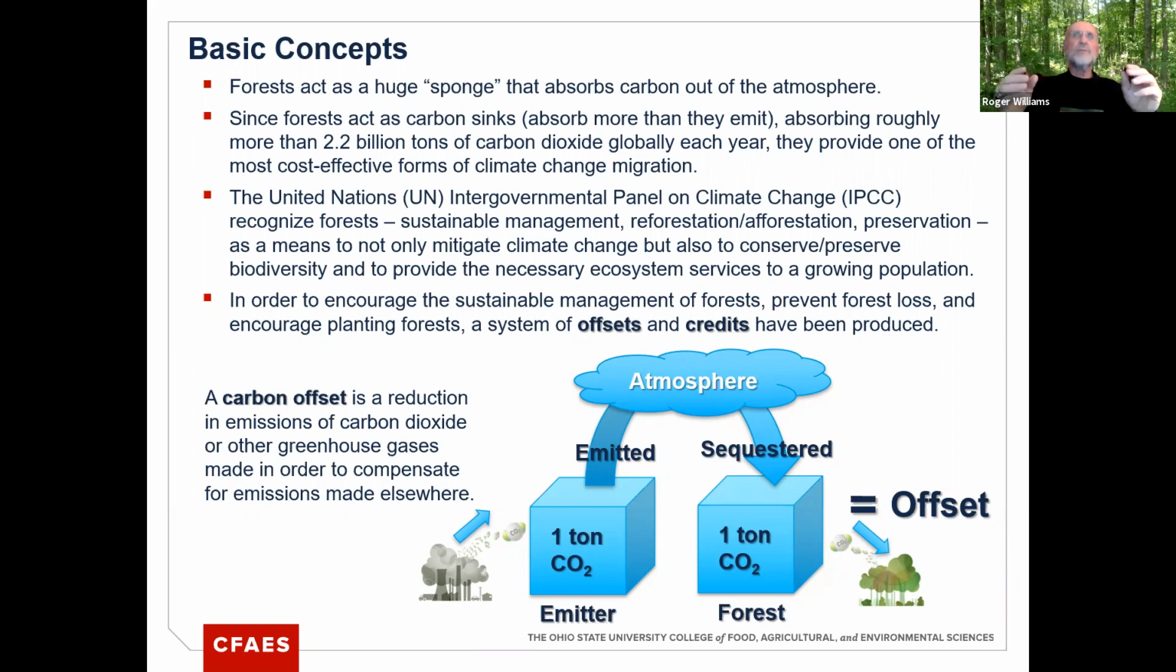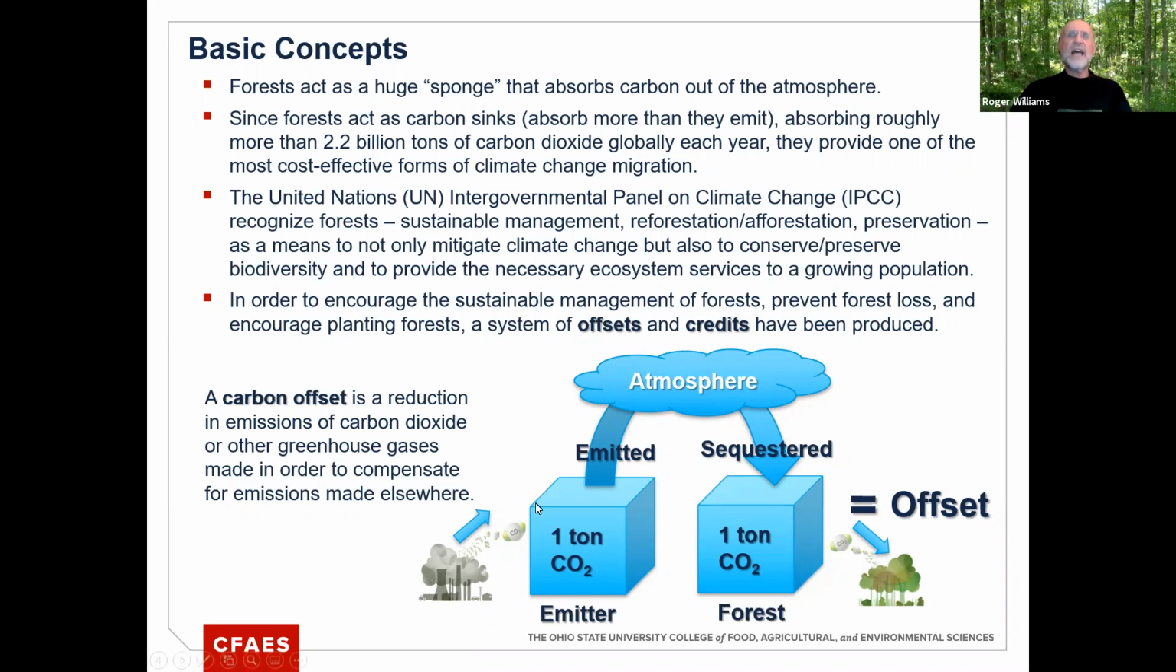All right, so now we'll walk through some of this. When we're talking about a carbon offset, and this is something we will be talking about as it relates to forests and managing forests for climate change, a carbon offset is a reduction in emissions of carbon dioxide or other greenhouse gases that is made in order to compensate for emissions made elsewhere.